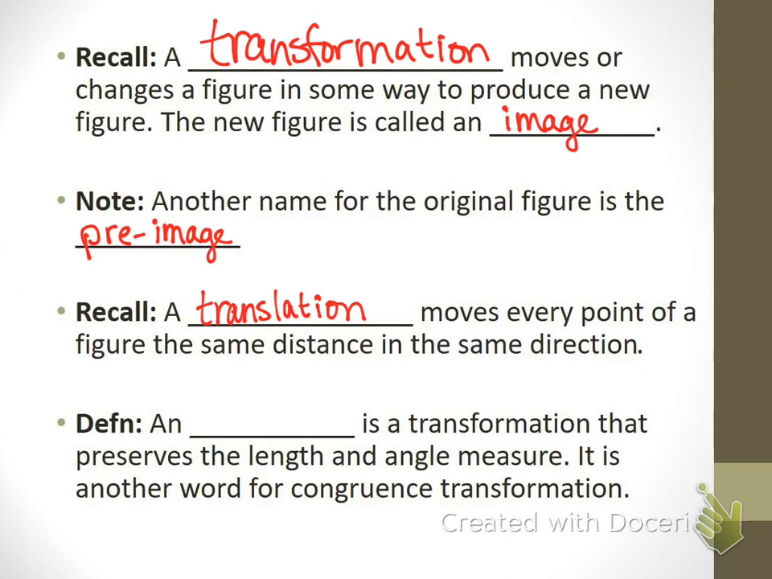The last definition on this slide, an isometry. An isometry is a transformation that preserves the length and angle measure. It's another word for a congruence transformation. We should associate the prefix iso with same. Remember, an isosceles triangle has two of the same side. Iso should make us think same. So it's the same figure.